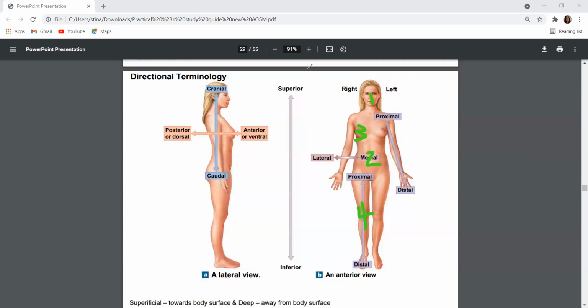So always remember, the body part you're mentioning first is where you're giving the direction from.